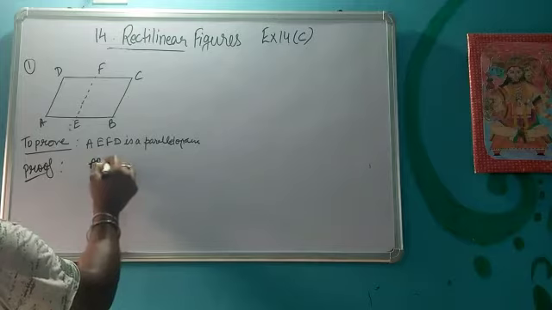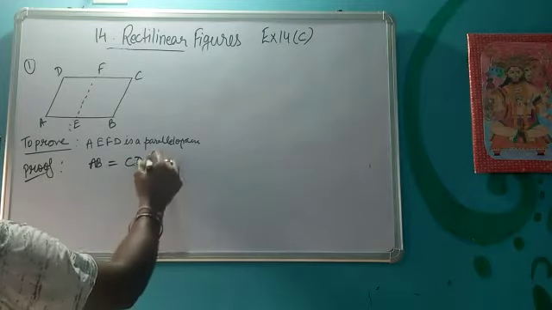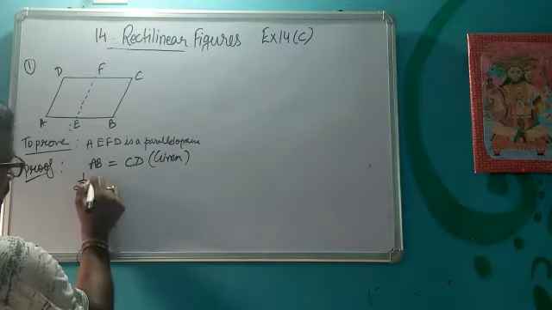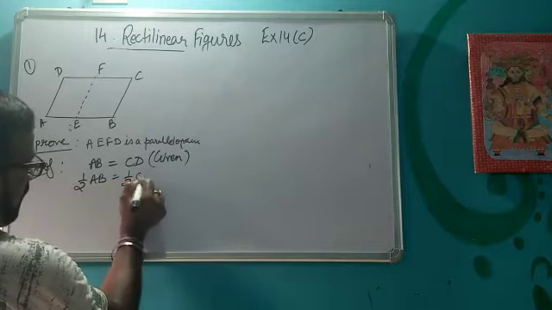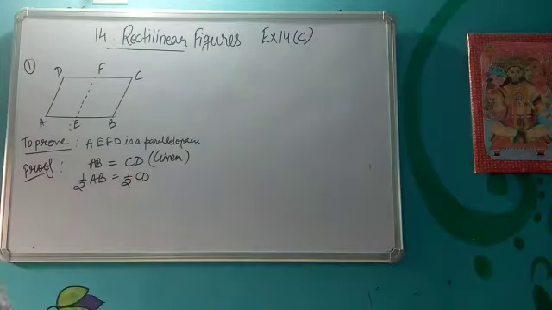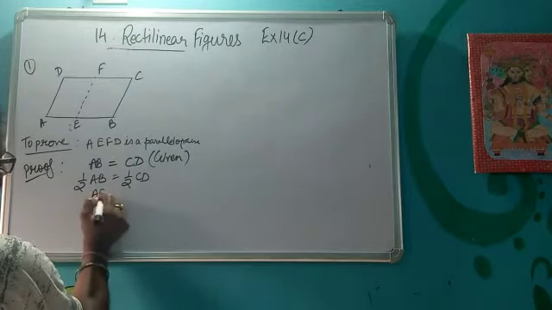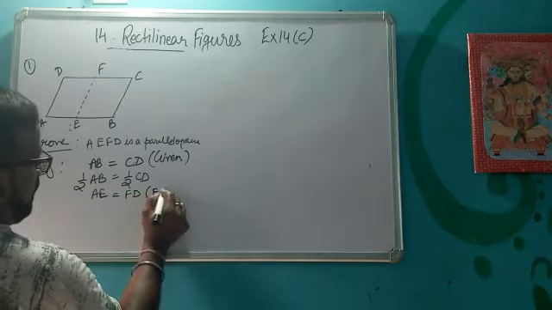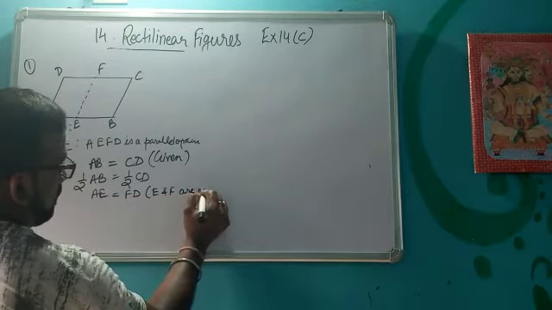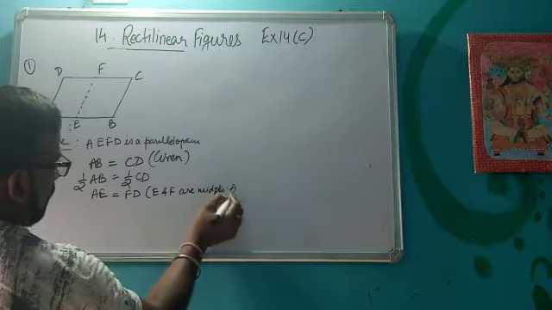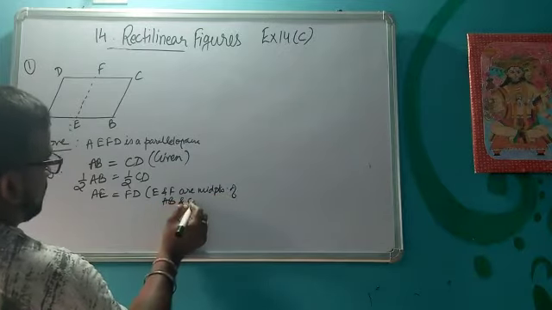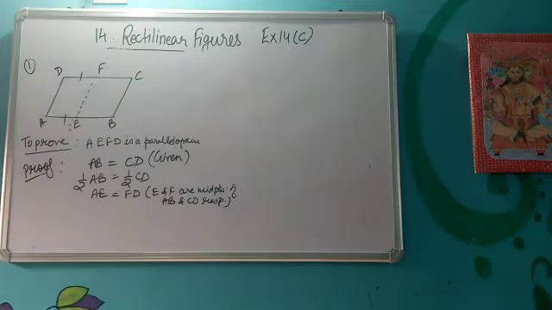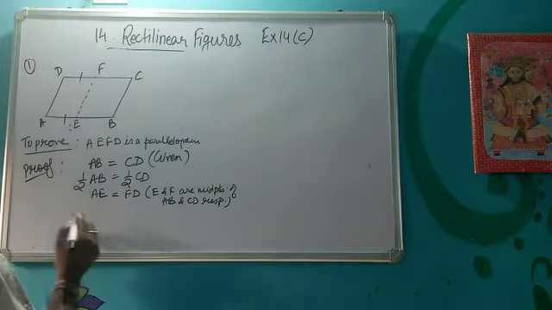So what we know, AB equal to CD, it is given since it is a parallelogram. So we can say that half of AB is equal to half of CD. Now half of AB I will take as AE and half of CD I will take as FD. Why? Because E and F are midpoints of AB and CD respectively. Since these are the midpoints, I will take this portion and this portion.